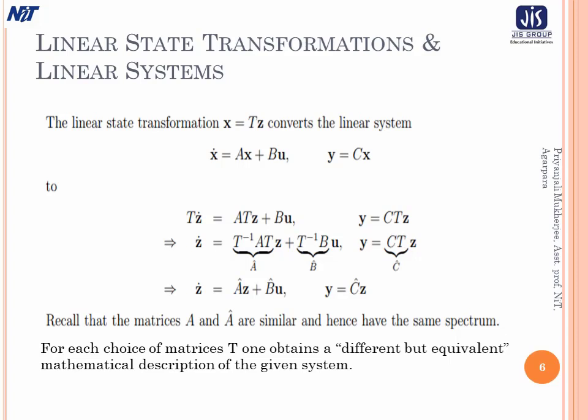So if the eigenvalues of the A matrix are lambda 1, lambda 2 and lambda 3, then A hat will also have the same eigenvalues, that is lambda 1, lambda 2, lambda 3. And this transformation which we have discussed in the slide is known as the similarity transformation, since in the transformed system such properties as the characteristic equation, the eigenvalues, the eigenvectors and the transfer function remain invariant.